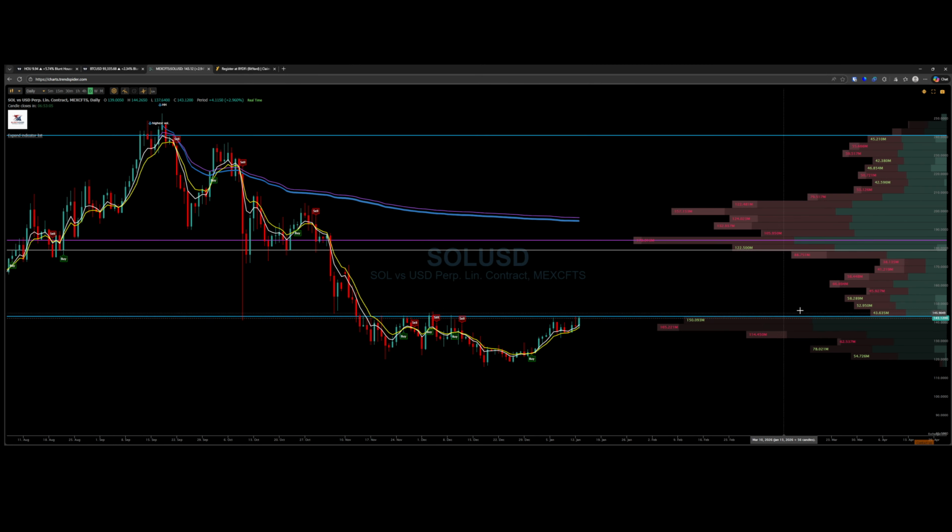This volume gap was created back here, right? As price moves up and down quickly, it will create volume gaps on your chart that will become meaningful to you a little bit later on. This is a little bit later on.